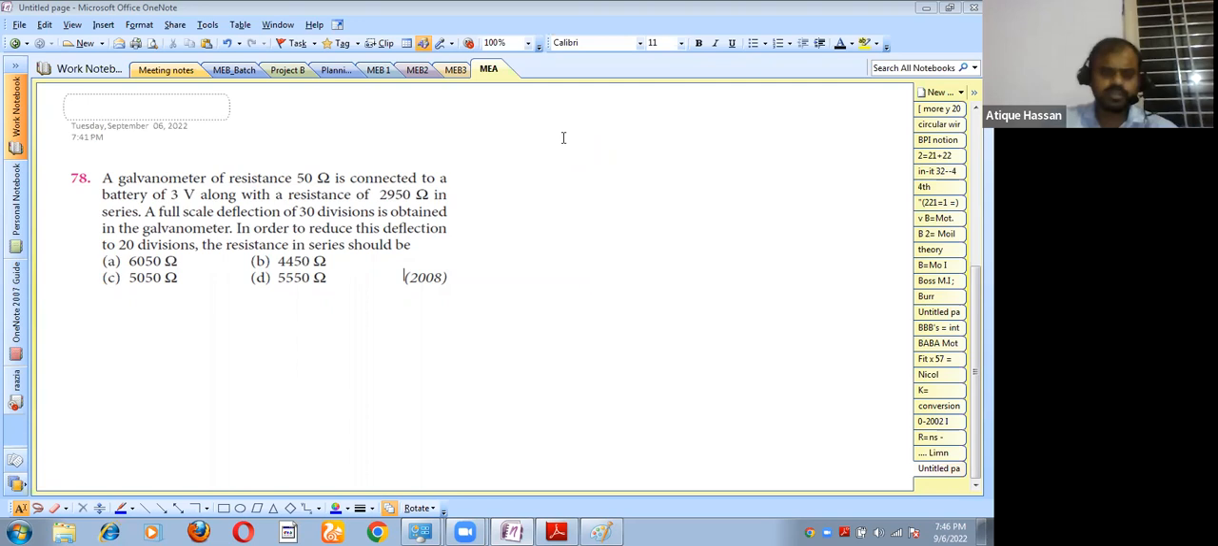A galvanometer of resistance 50 ohm is connected to a battery of 3 volt along with a resistance in series. The full scale deflection of 30 divisions is obtained in the galvanometer. In order to reduce the deflection to 20 divisions, the resistance in series should be... let us see.